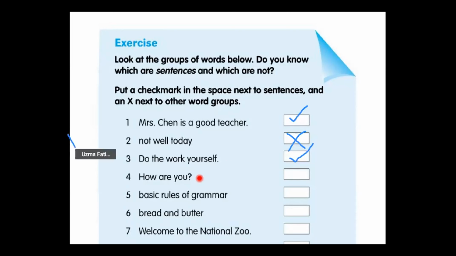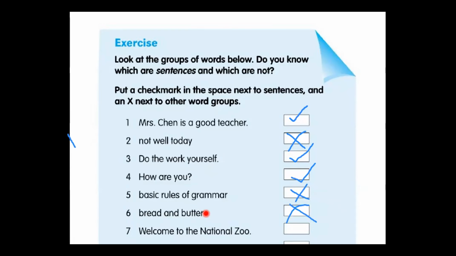Okay, this is an interrogative sentence. Very good. Basic rules of grammar. Is it a complete sentence? No. Put a wrong mark over there, X. Next, bread and butter. Only two nouns or subjects are mentioned over here. Is it giving a complete meaning? No. So you'll put a cross mark.